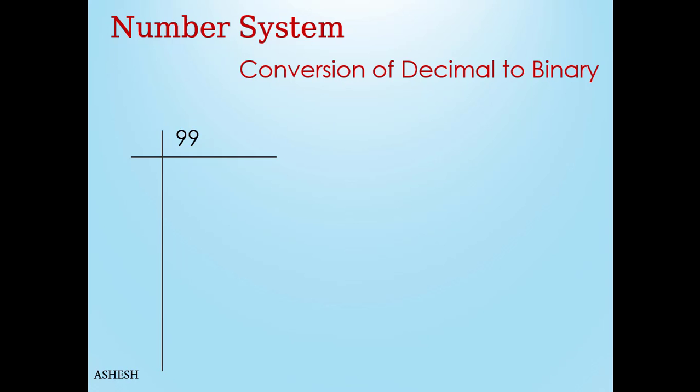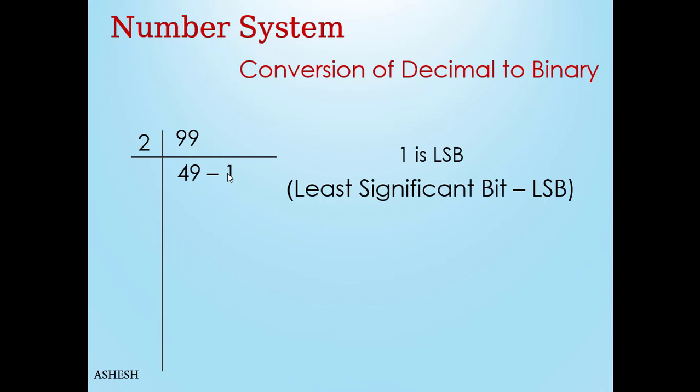If we want to do that, then we have to divide 99 by 2. Now 99 divided by 2, the quotient is 49 and the remainder is 1. That 1 is our remainder. That remainder 1 is called LSB, meaning least significant bit.